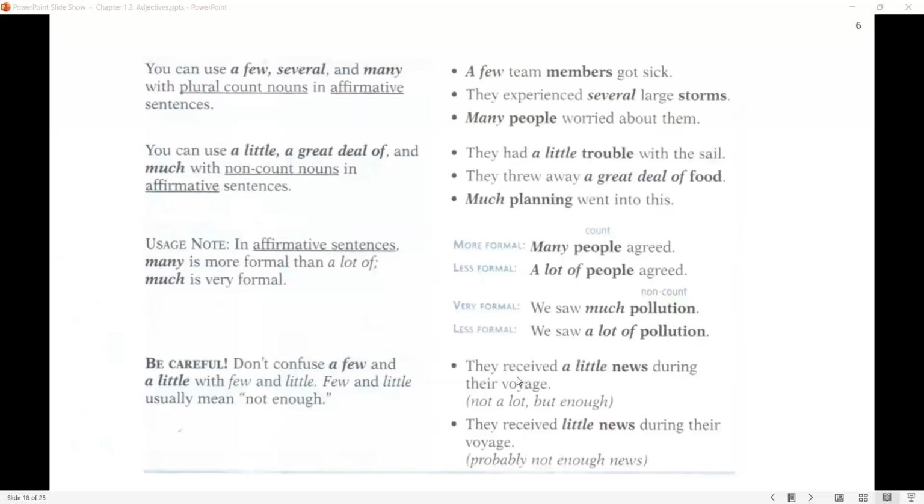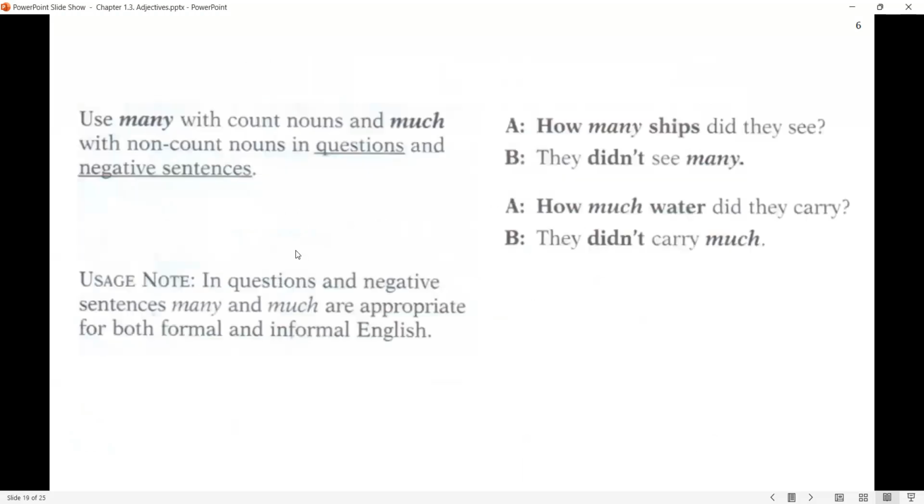Look at these examples. They received a little news during their voyage. Means not a lot, but enough. They received little news during their voyage. Probably not enough news. We use many with count nouns and much with non-count nouns in questions and negative sentences. And in questions and negative sentences, many and much are appropriate for both formal and informal English. Example, how many ships did they see? They didn't see many. How much water did they carry? They didn't carry much.